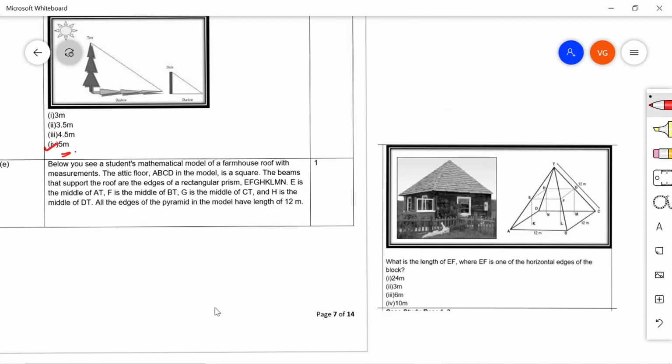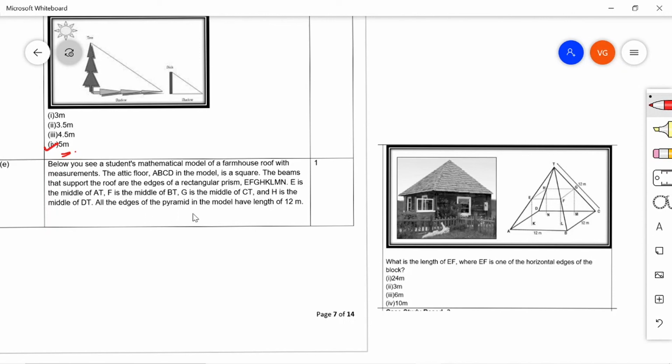Coming to the last part in question number 18, part E. Below you see a student's mathematical model of a farmhouse roof with measurements. The attic floor ABCD in the model is a square. The beams that support the roof are the edges of a rectangular prism: EF, GH, K, L, M, N. E is the midpoint of AT, F is the midpoint of BT, G is the midpoint of CT, and H is the midpoint of DT.